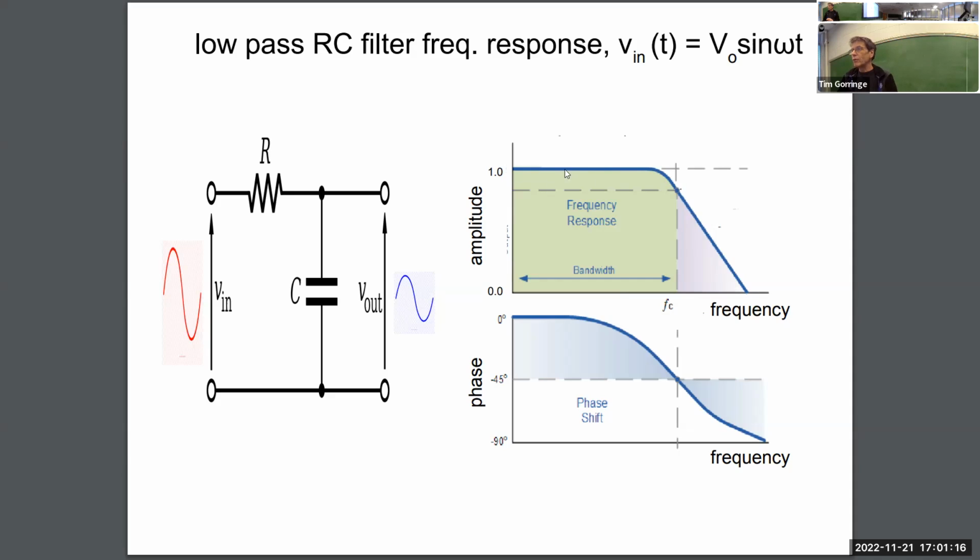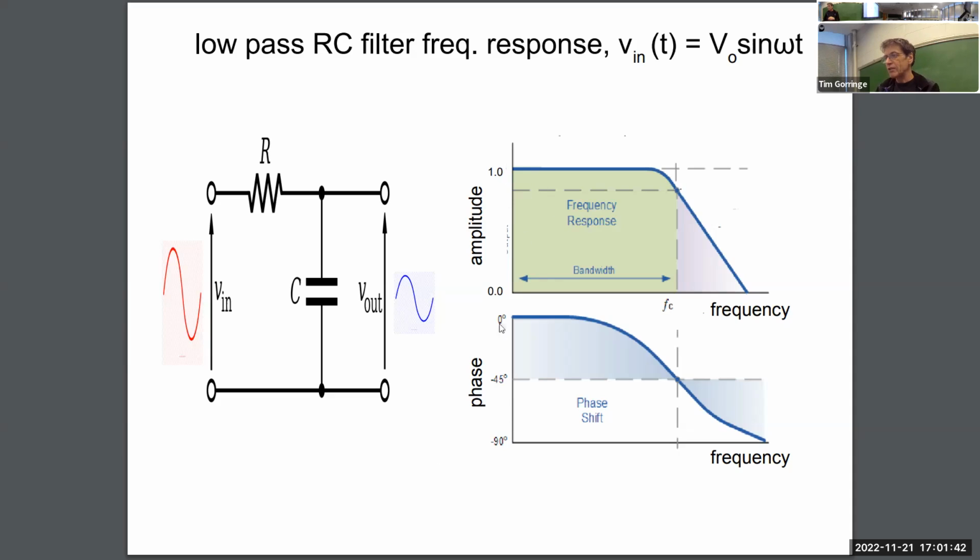So at low frequencies, we see the full input coming to the output. So it's a gain of 1 for this circuit. At high frequencies, we see an increasing attenuation. Only a small fraction of the input gets through to the output. And so this is the filtering, and this is the low pass filter.